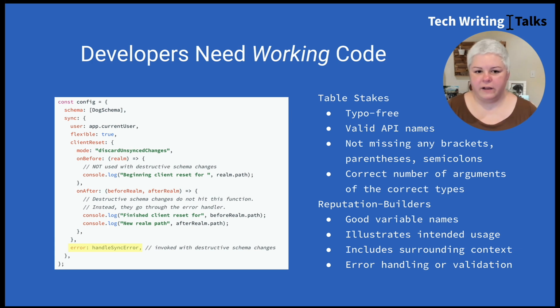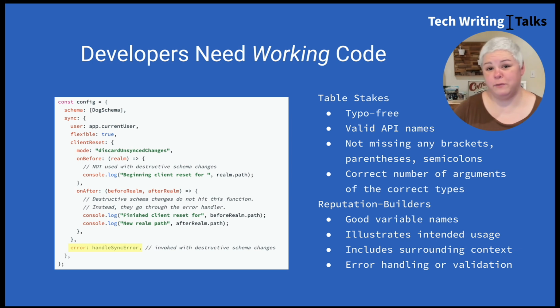I've categorized the types of issues that can happen in your code examples into two categories. One I'm calling table stakes for working code. Every code example in your documentation has to pass this bar. The next category is reputation builders. These are nice to have and can help developers succeed faster with your product, but they're not necessarily a bare minimum requirement. There can be more subjective requirements in that second category. So let's look at table stakes.